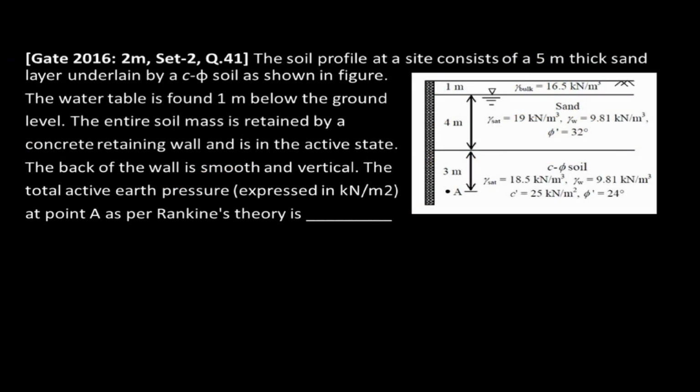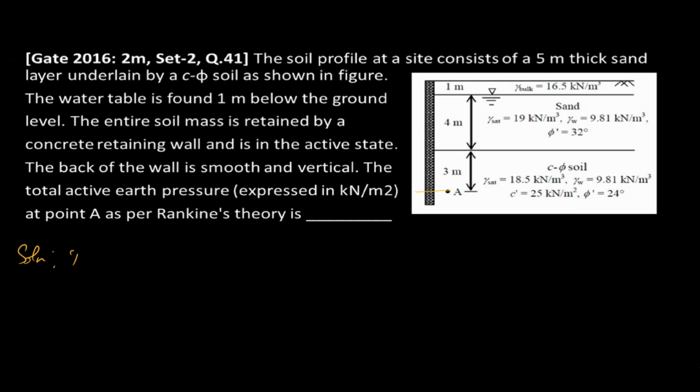In this question, they have given a soil profile, and if you see the soil profile, the water table lies 1 meter below the thick sand layer, and there is a seepy soil which lies 5 meter below the sand layer. And they have asked us to find out the active earth pressure at point A. So we need to find out the active earth pressure at point A. So we'll write the solution.